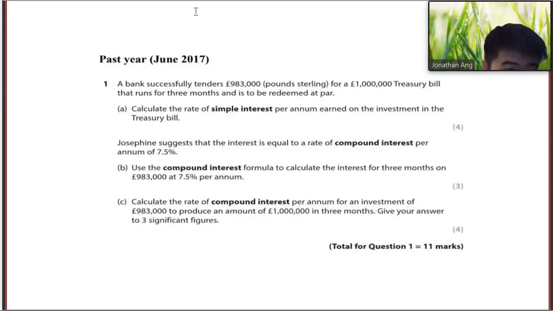Now, the question says that a bank successfully tendered 983,000 pounds sterling, that's the currency they are using, for a $1 million treasury bill that runs for 3 months and is to be redeemed at par. Question A tells us to calculate the rate of simple interest per annum earned on the investment in the treasury bill.